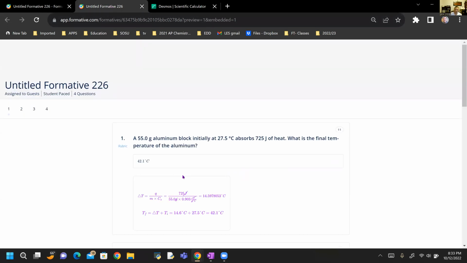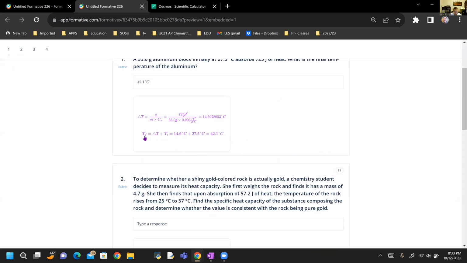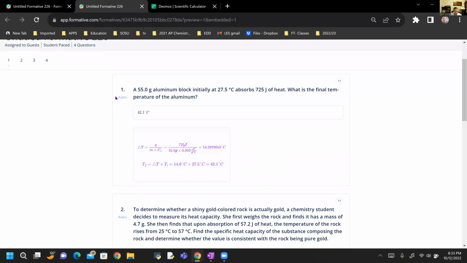So anyway, I'm not going to go over it. We just need to make sure that it follows the rubric. The rubric: did we show the equation solving for the unknown variable? Yeah, we definitely solve for the final temperature. And then I showed you if I'm going to use delta T and I have to solve for that, make sure you're showing that variable as well. So there you go. You got that.